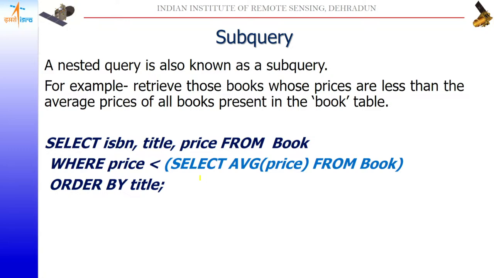Suppose you want to retrieve the books where the prices are less than the average price of the books in the book table. So first we need to find out the average price of all the books in the table. We can make use of a subquery where select average price from book will give us the average price of all the books in the book table. Let's say this comes out to be 1000 rupees, just for example.